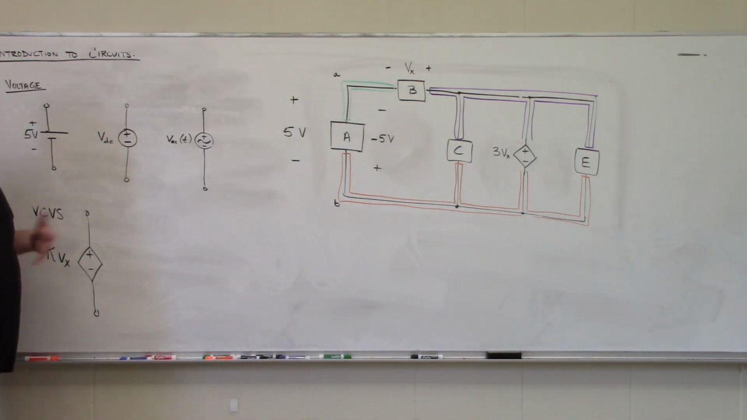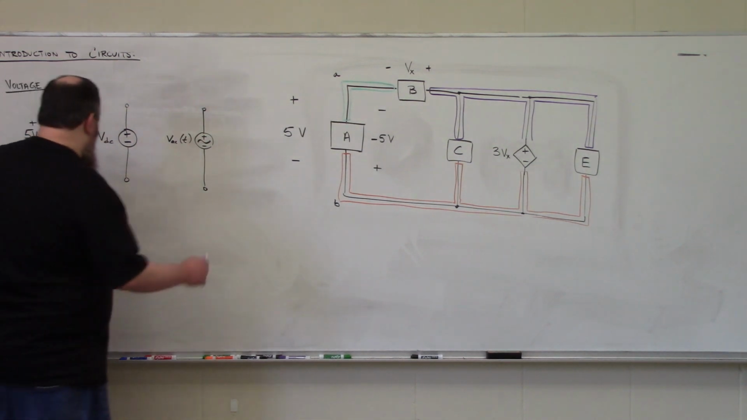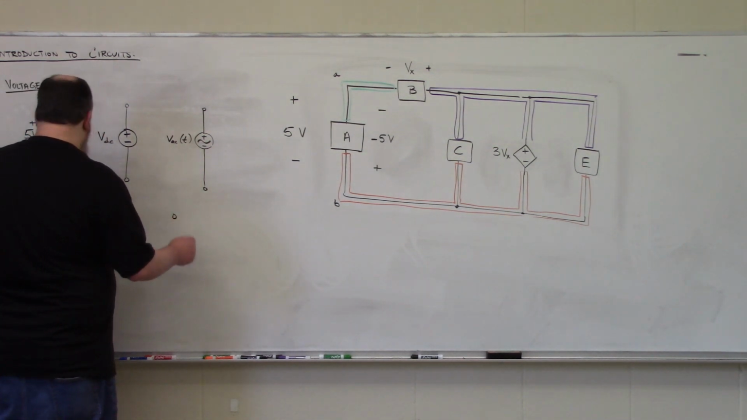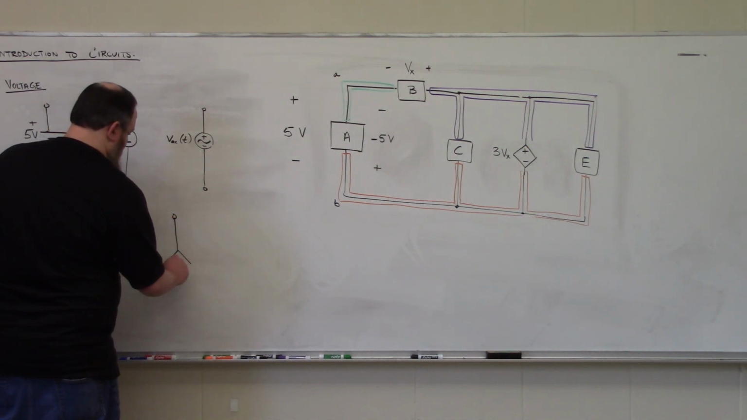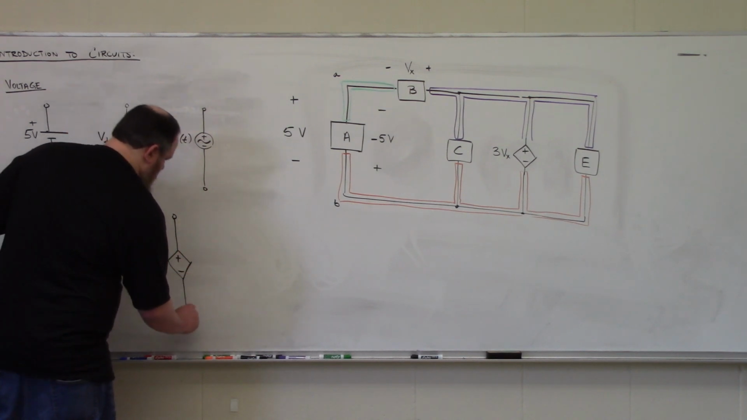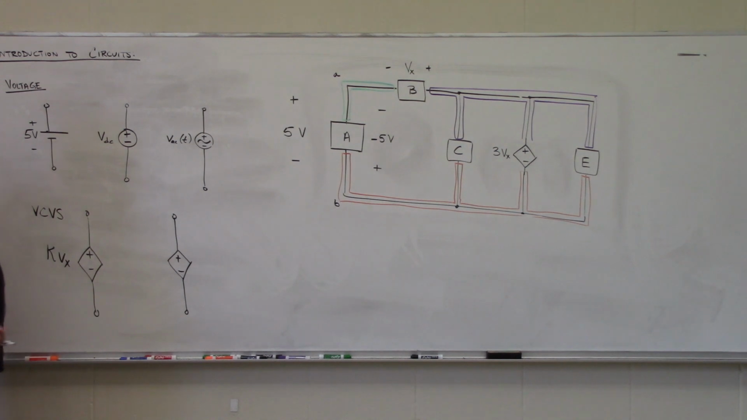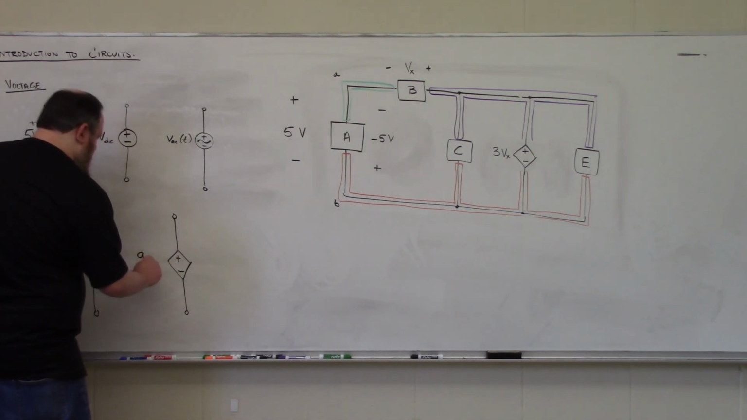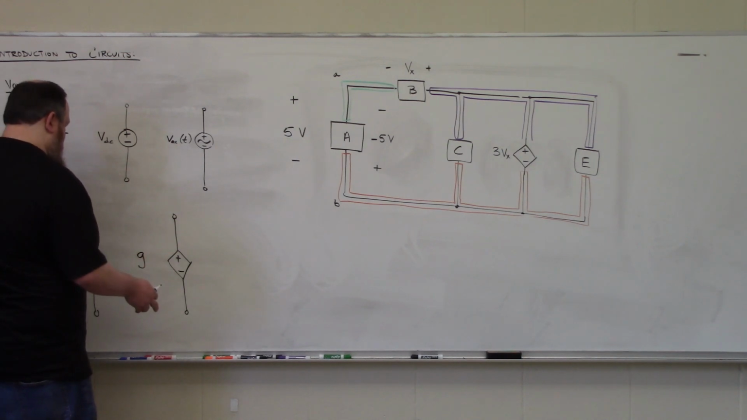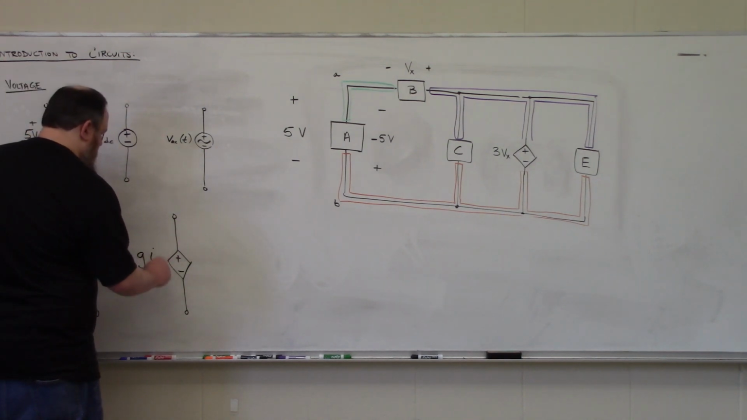So K should have units of volts per volt because the controlling variable is voltage, and the output is also voltage. Our other option is a current-controlled voltage source. So it's going to have the exact same symbol, which makes it a little bit confusing. But instead, we're going to see that there's going to be some quantity G multiplied by some current.